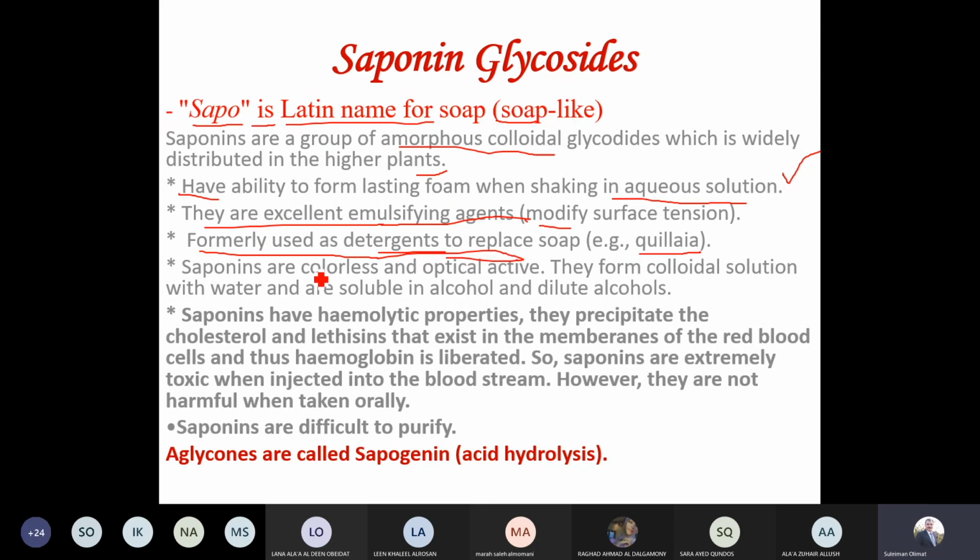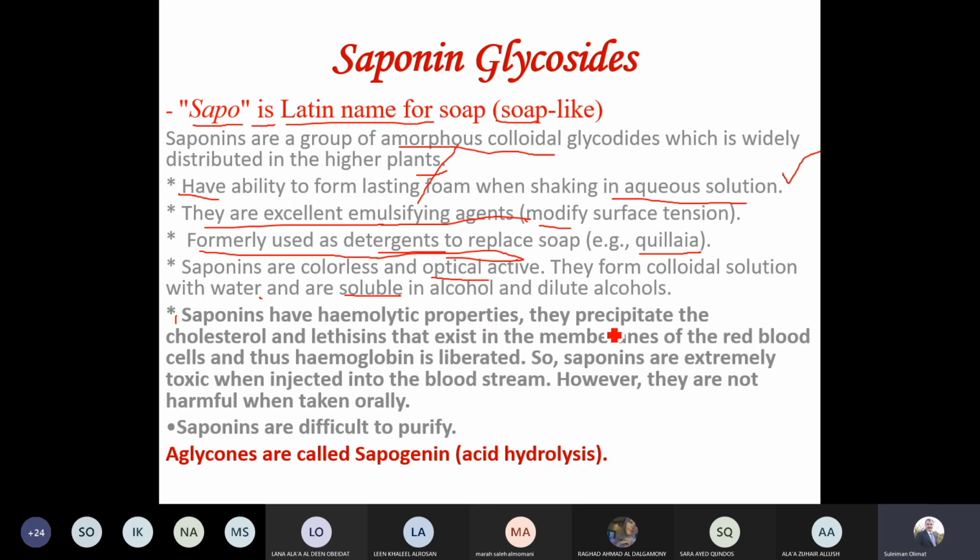In addition, saponins are colorless and amorphous. They are optically active. They form a colloidal solution with water, as we mentioned. They are also soluble in alcohol, dilute alcohol. Another thing we can test: this is another test we can use to determine the presence or absence of saponin glycoside in the same test tube.